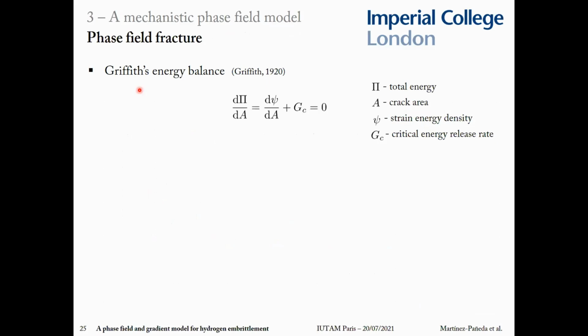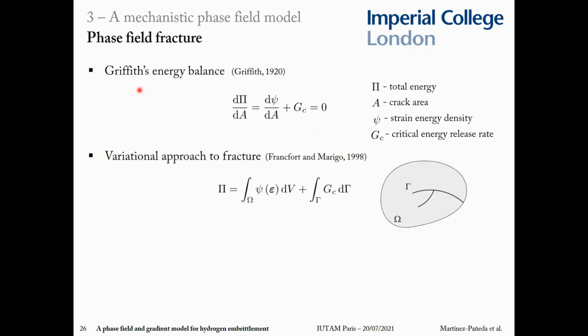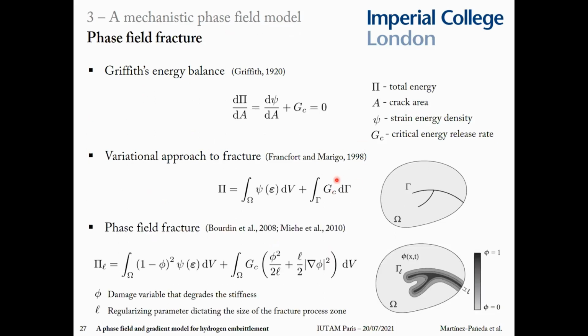So cracking will take place whenever the energy stored in the material reaches a critical value. You can put this in a variational form as done by Francfort and Marigo, but then the challenge here lies on this term here because you don't know where your crack is. So then you adopt a regularization based on this phase field problem, where the phase field is kind of a marker that tells you where the crack is, and it's sort of a damage variable at the same time. So it goes from zero, no damage, to one, fully cracked material, and then this surface integral becomes a volume integral, and you can solve this problem.